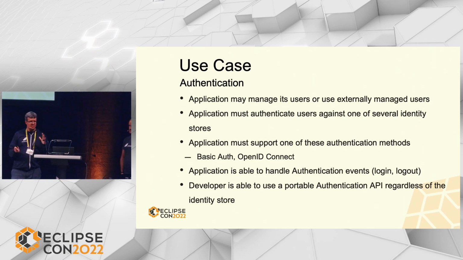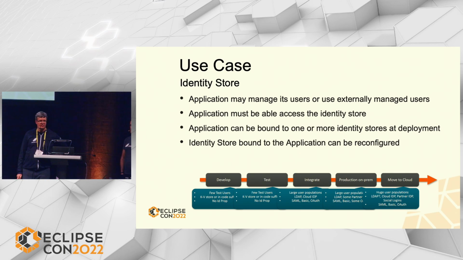So we have 3 main topics. One is authentication, that the application may manage users externally or internally. It must authenticate those users against several identity stores. And the behavior of these should be the same, regardless of whether it's basic auth, OpenID Connect, or something else. So here we see the various stages from development, testing, pre-production, and moving that into the cloud.